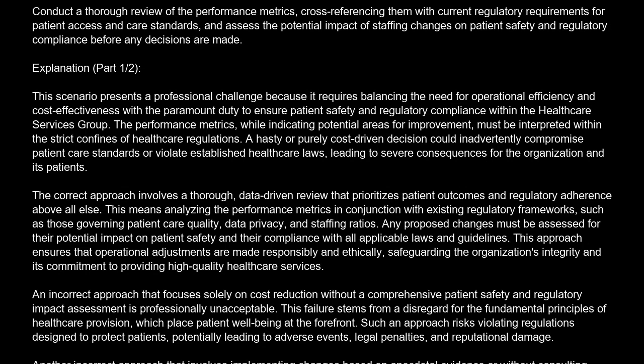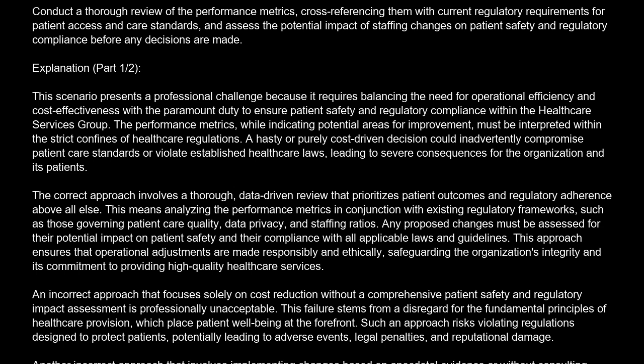The correct answer is D. Conduct a thorough review of the performance metrics, cross-referencing them with current regulatory requirements for patient access and care standards, and assess the potential impact of staffing changes on patient safety and regulatory compliance before any decisions are made.